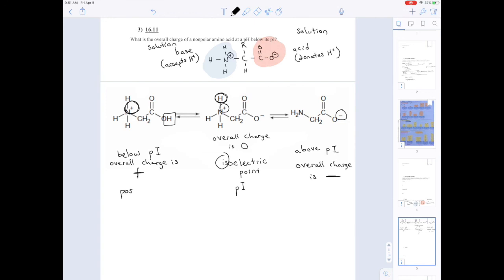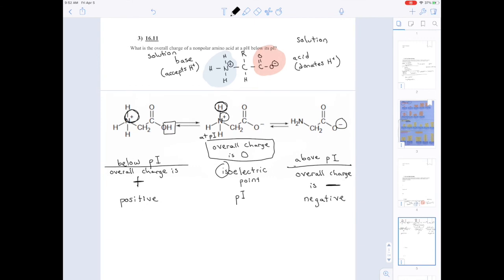So, here's our little rule. Below the pI, the overall charge is positive. Above the pI, the overall charge is negative. And at the pI, the overall charge is 0. Okay, so now we can go back to the question. The question says, what is the overall charge of a nonpolar amino acid at a pH below its pI? Below its pI, the overall charge is positive.